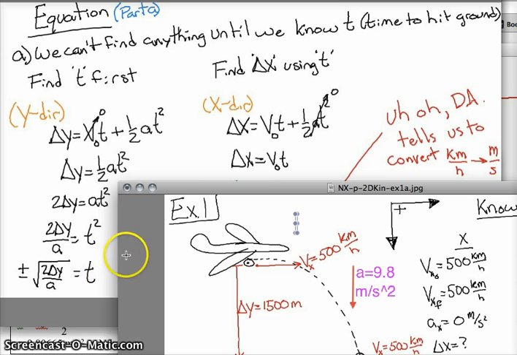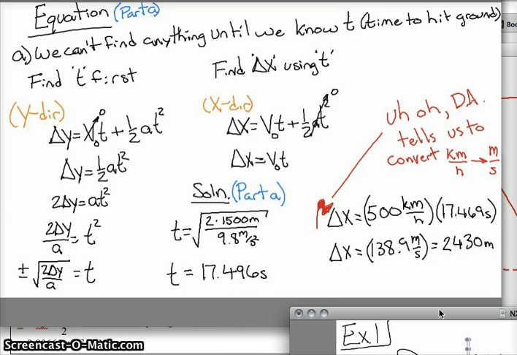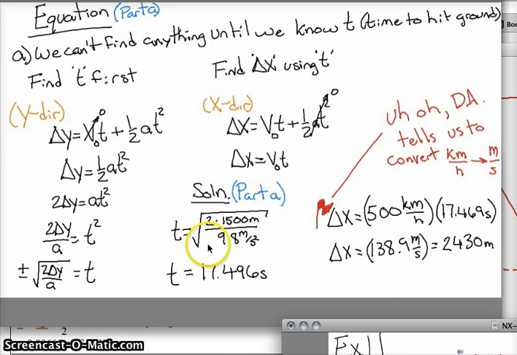Again, since time is not a vector, direction doesn't really matter for that. So let's see what happens here. Looks like I've solved both here. After putting the numbers in for the time, I end up with, well, you can read it there, it's 17.496 seconds. And then over here, I put this in.